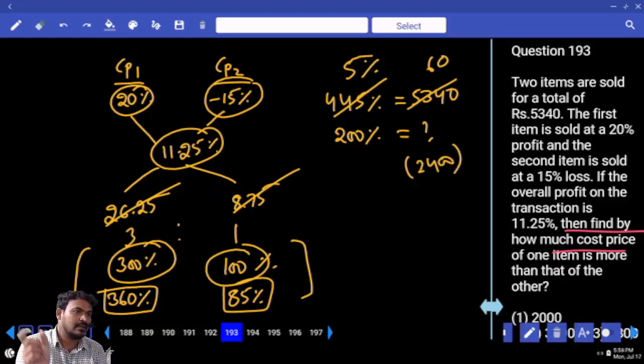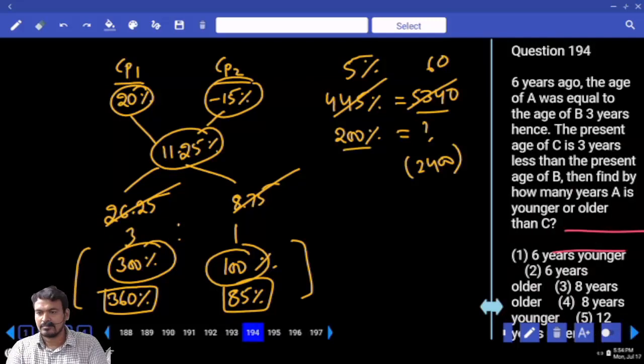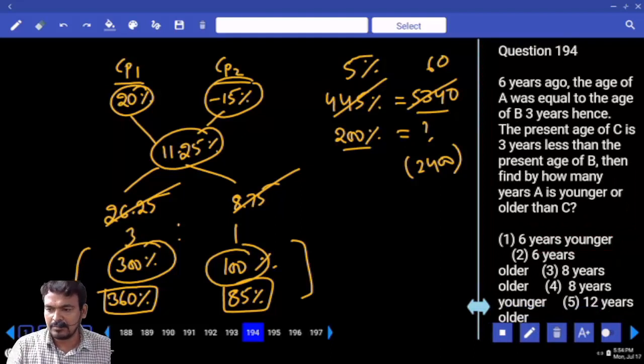Difference 8900. That is a prime number. Means 445 is divided by 89. How many times? 5 times. 534, 6 times. 5% is 60. What is the 1%? 12. 200% means 2400.